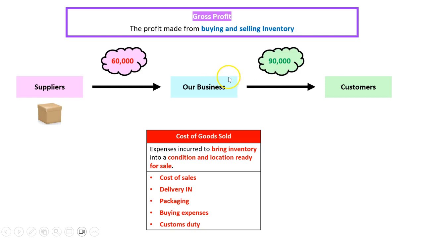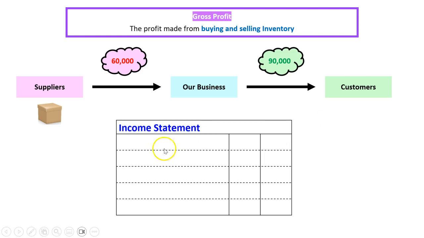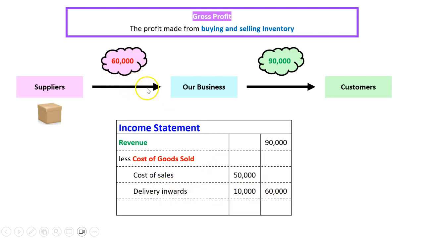And then we want to sell it for more than that. That's how we make a profit, and that would be $90,000 there. So let's say all this inventory cost us $60,000 by the time you add up all this. We sell it for $90,000. So in our income statement, that will be our gross profit. We'll have revenues, $90,000, less cost of goods sold, which in this case we'll just make up some numbers and say it was cost of sales $50,000 and delivery inwards of $10,000. That was a total of $60,000, which is here. And that will be our gross profit, the profit made from buying and selling inventory. We bought it, cost $60,000, we sold it for $90,000, and we made a gross profit of $30,000.